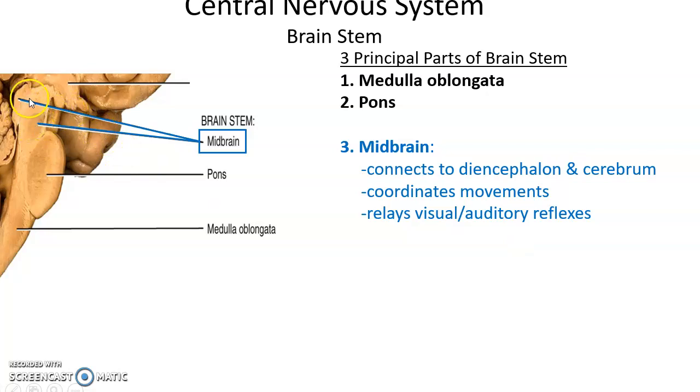And then the most superior portion of the brain stem is the midbrain. The midbrain connects directly to the diencephalon and the cerebrum. So the midbrain connects to both the diencephalon and the cerebrum. It coordinates some movements of the body, and it's important in relaying visual and auditory reflexes.